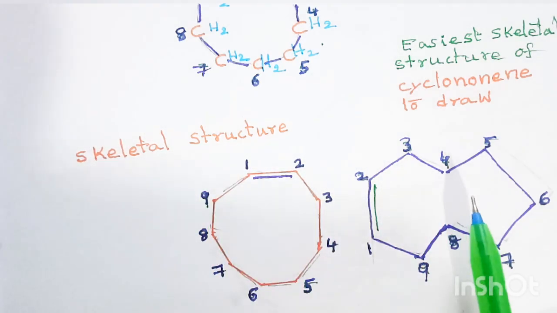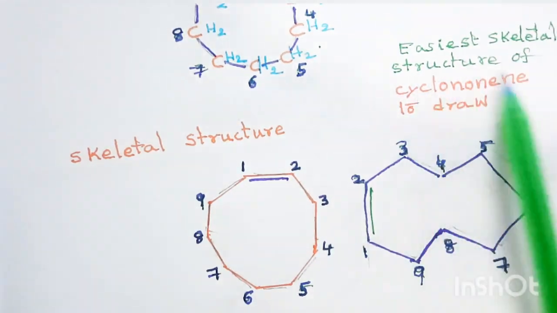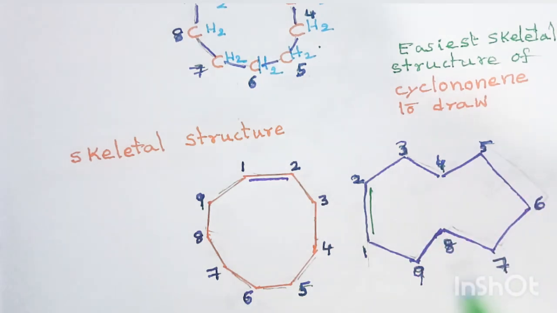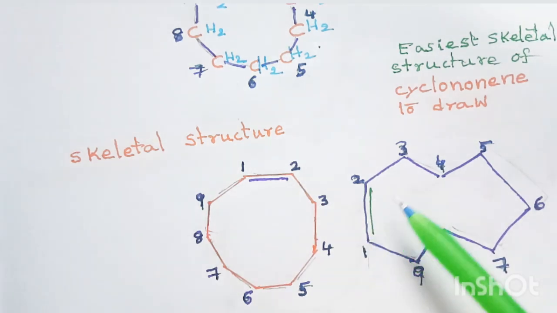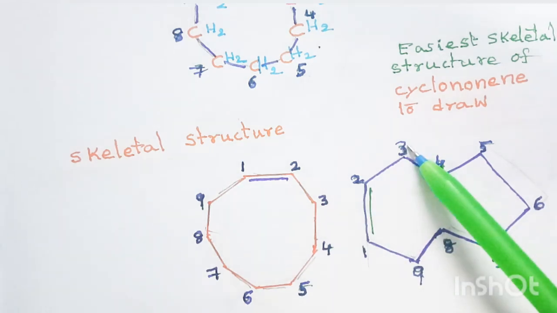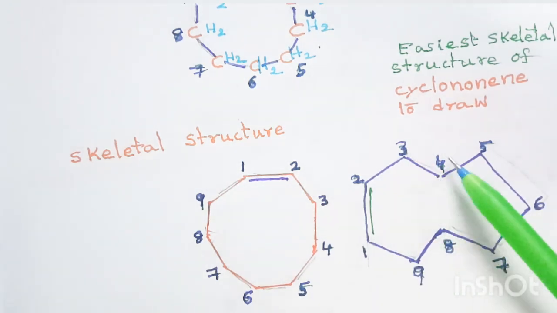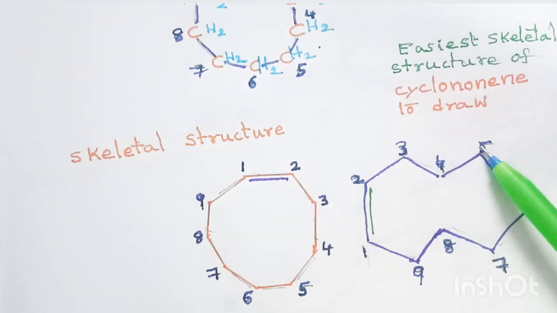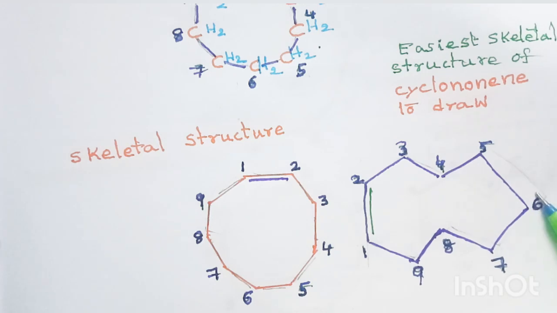Now let us see how the easiest skeletal structure of cyclononene is drawn. It's very simple. We get 5 corners. So first we draw a straight line, draw a double bond here, name it 1 and 2, draw an upward line, name it 3, draw a downward line, name it 4, draw an upward line again, name it 5, draw a downward line, name it 6.